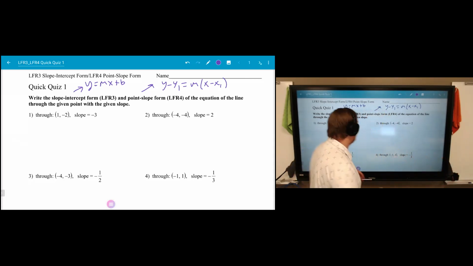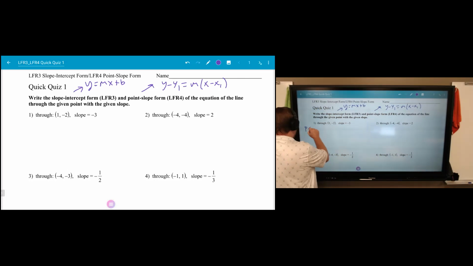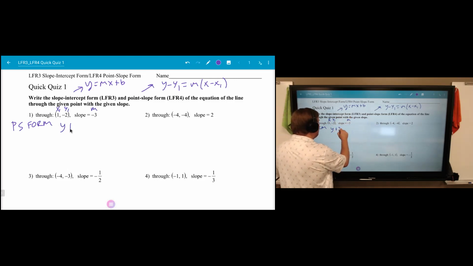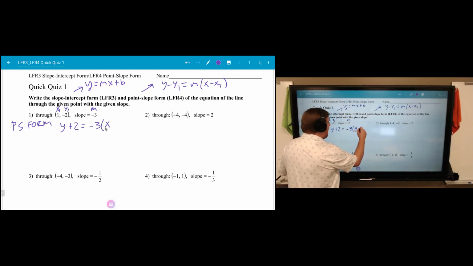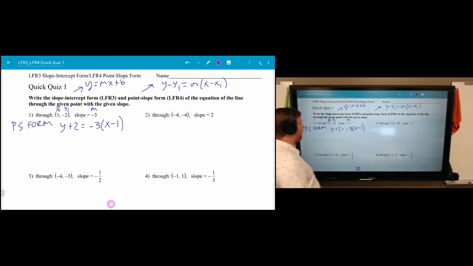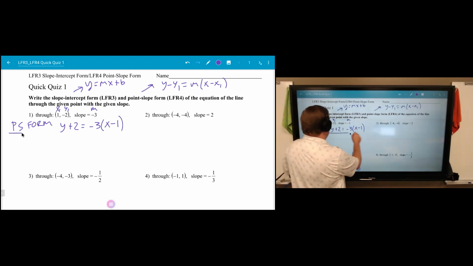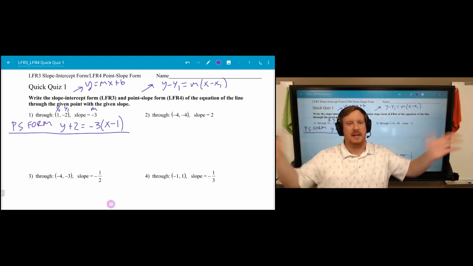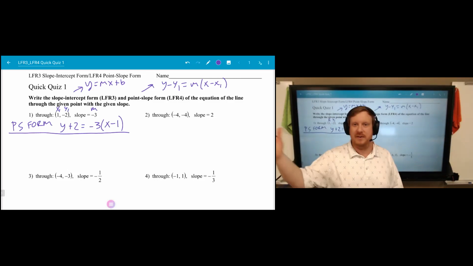Let's just write it out. So for point-slope form, we would just plug stuff in. We'd treat this as x1, y1, and we'd treat this as m. So if we did that, we'd say y minus negative 2, or plus 2, equals m, which is negative 3, times x minus x1, which was 1. And guess what? Then you're done. That is point-slope form. You've been given a point, you're given a slope.